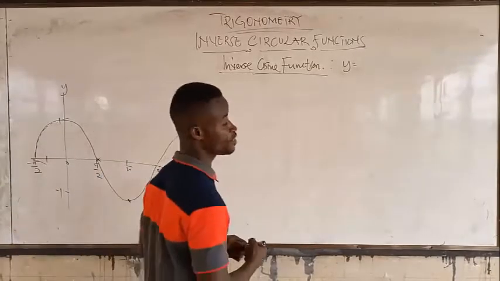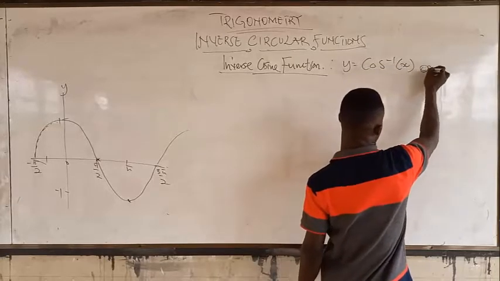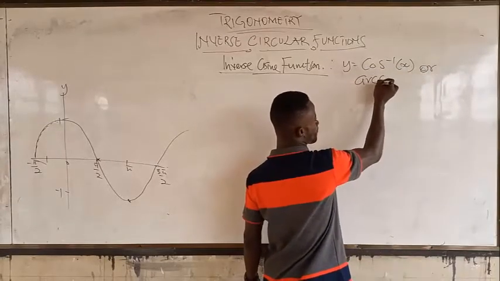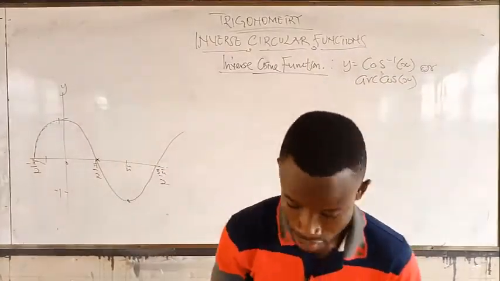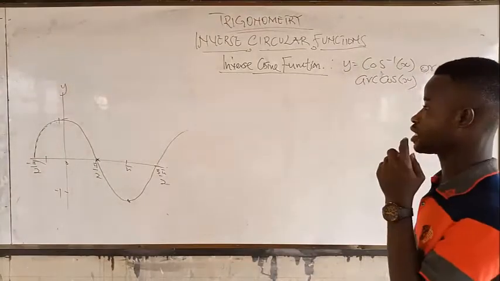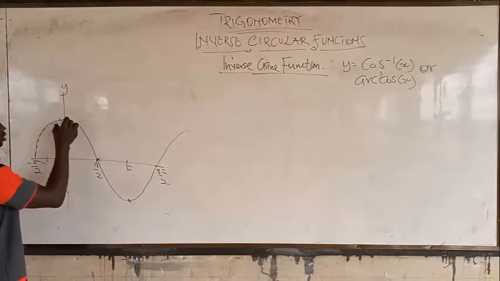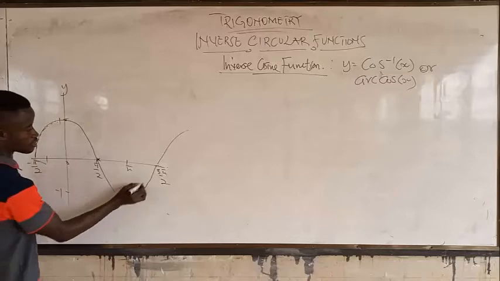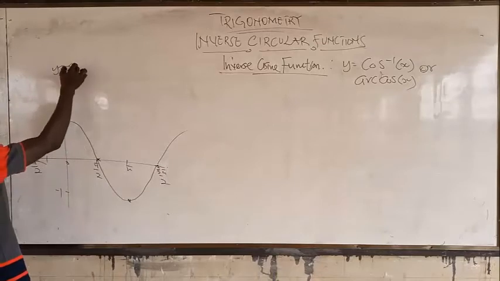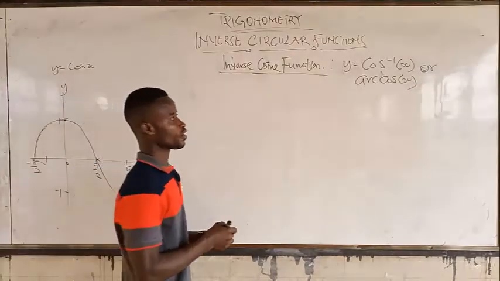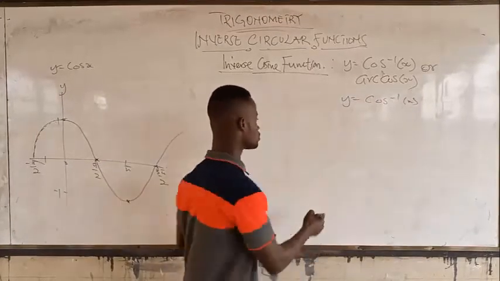Alright, the inverse cosine function is cos inverse of x, or arc cos x. Looking at what we have here, you can see the points here, here, here, and here. So this is y is equal to cos x, and we are going to get the inverse of that. Let me do that.